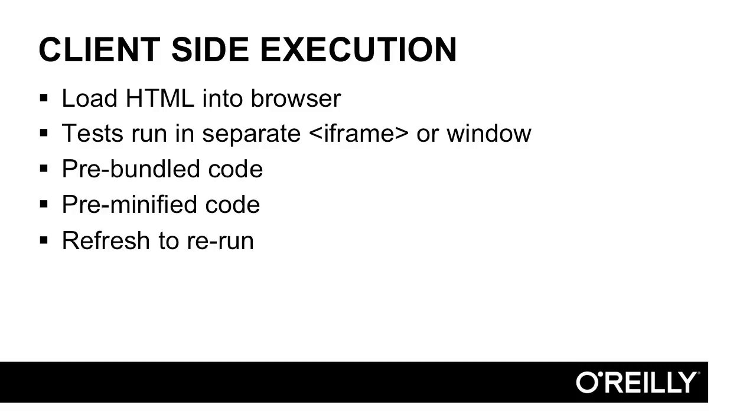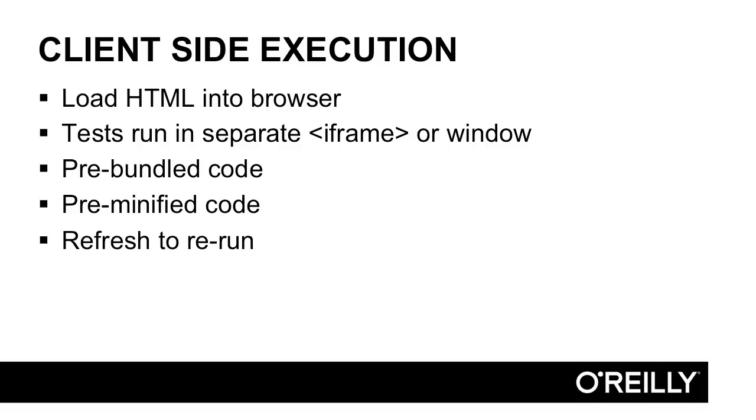Let's take a quick behind-the-scenes look at what is all involved with running a JavaScript unit test. So on the client side, as we know, we have HTML that gets loaded into the browser that then loads in all of our dependencies. Now, these tests can be run in a separate iframe or a separate window to try to minimize the interaction between the code you're testing with the test framework itself.